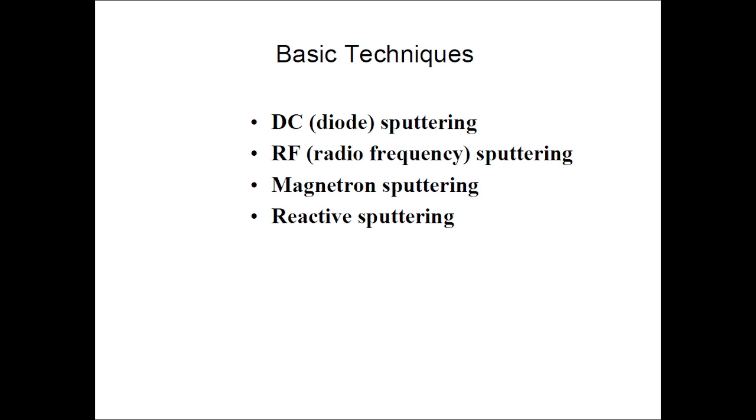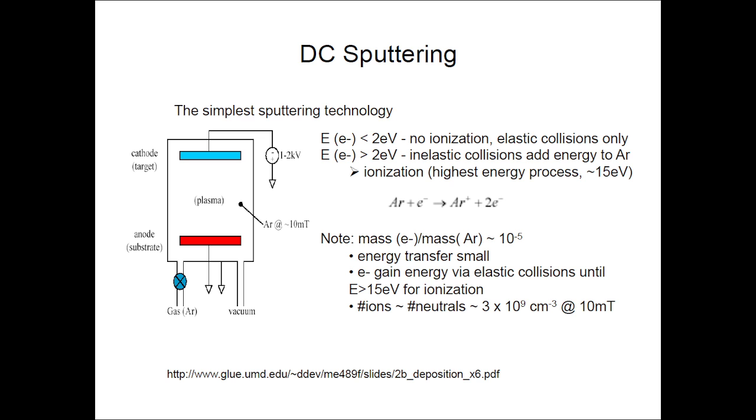One is DC sputtering, and the second one is radio frequency sputtering, where we will be using an AC current, and magnetron sputtering in order to track the electrons in a proper manner, and reactive sputtering, where we will be introducing different gases. DC sputtering is the simplest technique.